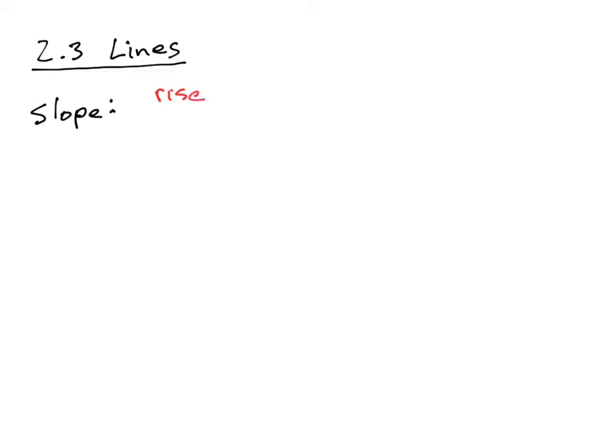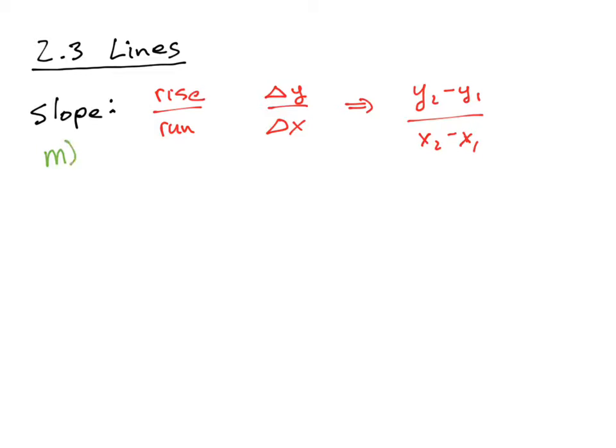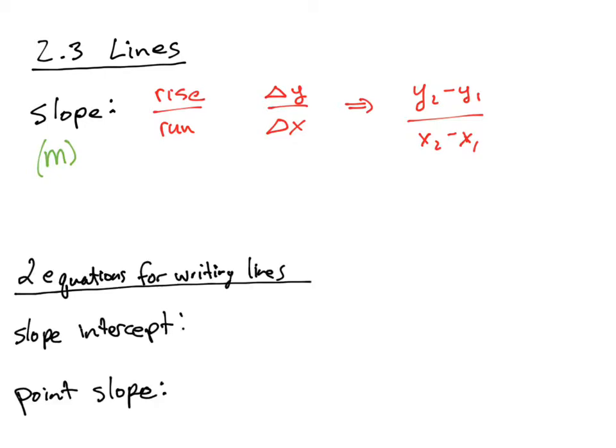One way that may be familiar to you is the rise over run, and this just means the change in y over the change in the x value. We can find this by finding the difference between the y values and the x values. So y2 minus y1 over x2 minus x1. And we denote the slope with the letter m. So we'll see m, and that will signify that we're talking about the slope.